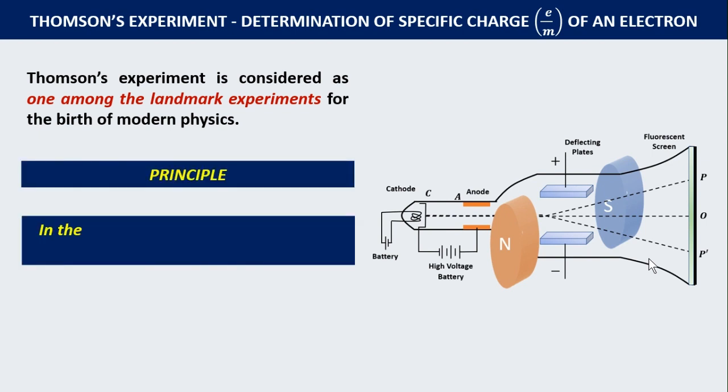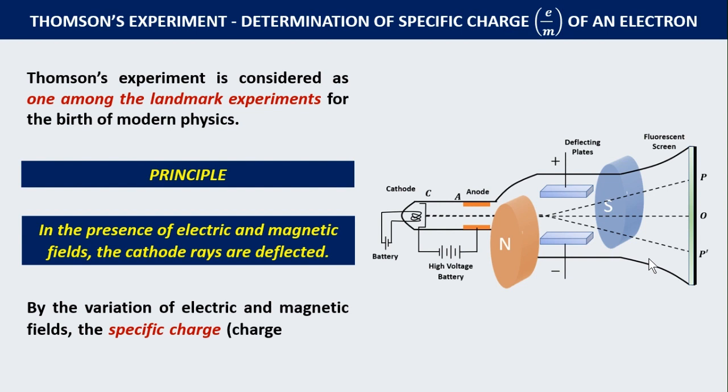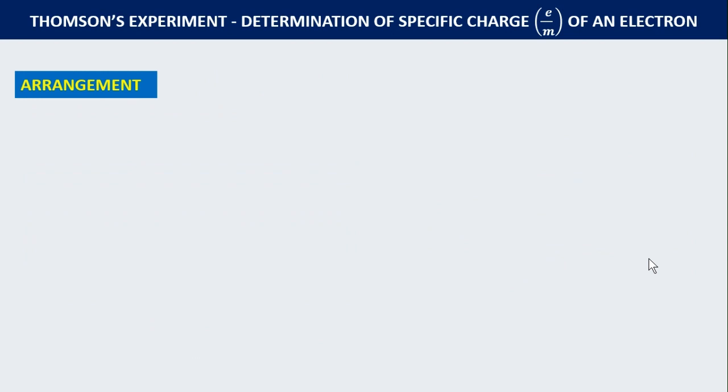The principle: in the presence of electric and magnetic fields, the cathode rays are deflected. By the variation of electric and magnetic fields, the specific charge, the charge per unit mass of the cathode rays, is measured. The cathode ray is an electron beam. Arrangement.